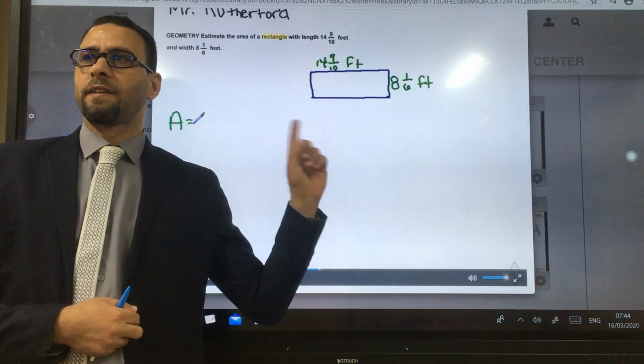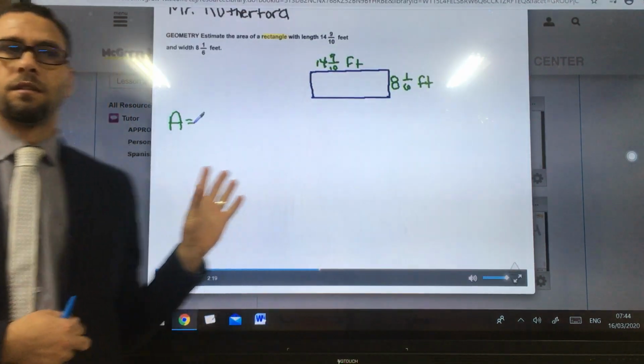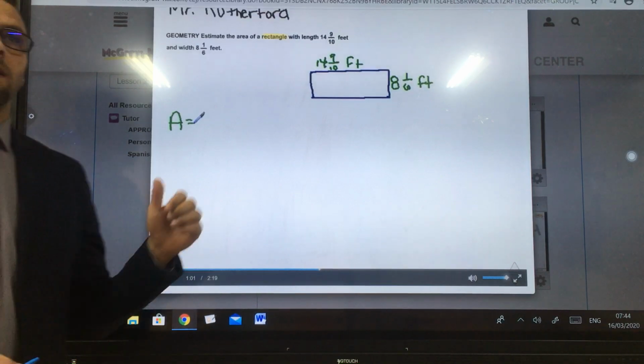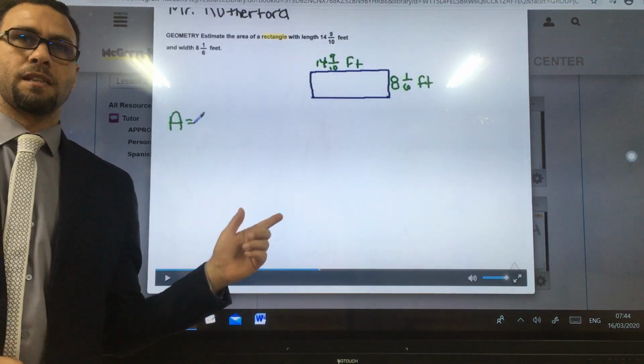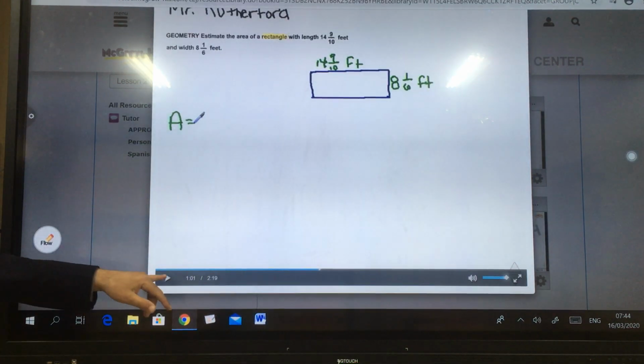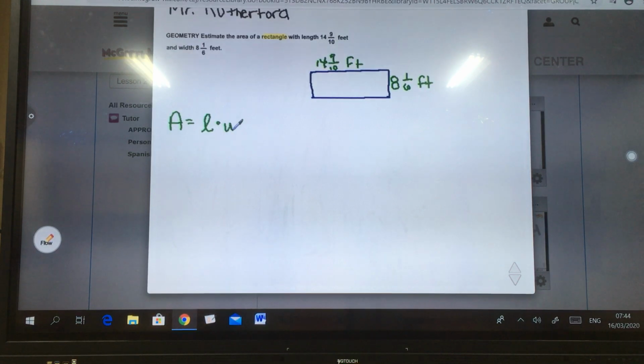What is the area of a rectangle? Who can tell me what is the area of a rectangle? Yes, good, Rajan. The area of a rectangle equals the product of its length times width. Okay, as you see here. Pay attention. Multiply length times the width.